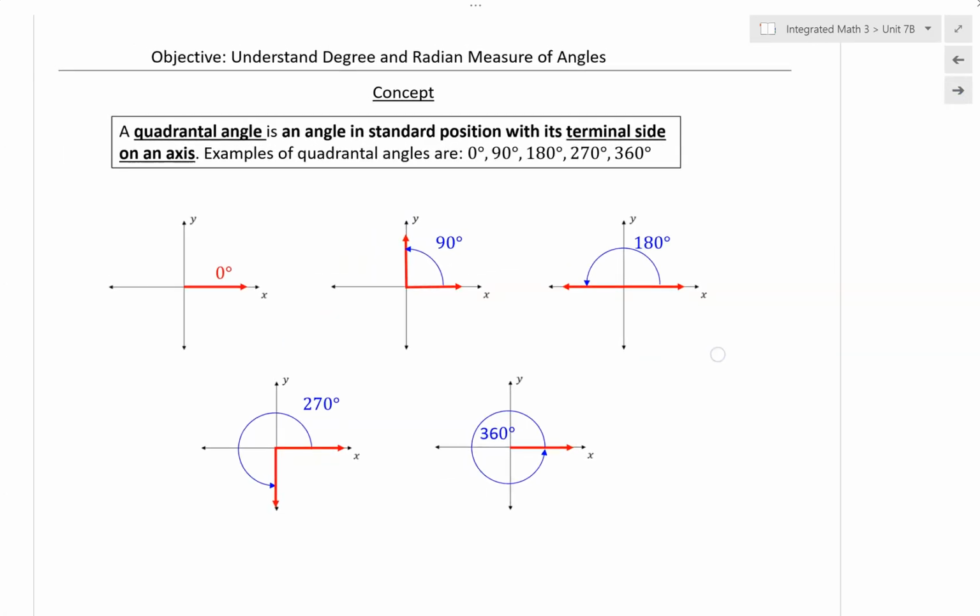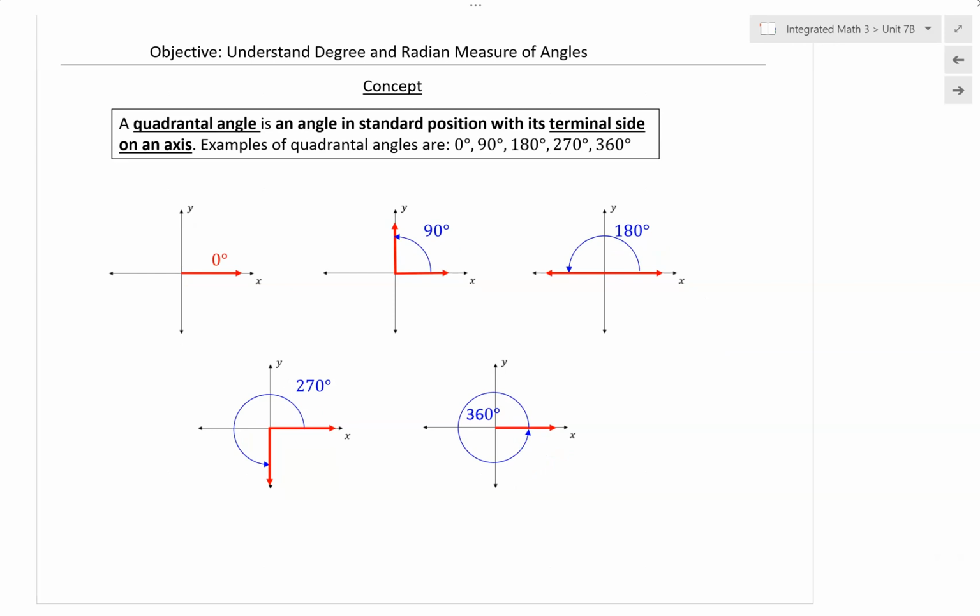I want to talk to you about what a quadrantal angle is. First of all, I want you to say quadrantal. Can you say quad, like your quadricep, quad, meaning four? Quadrantal. That is an angle in standard position where its terminal side is on an axis. It ends effectively at the end of a quadrant. Some examples are 0 degrees, a 90-degree angle, a 180-degree angle, 270, and 360. Those are all quadrantals.